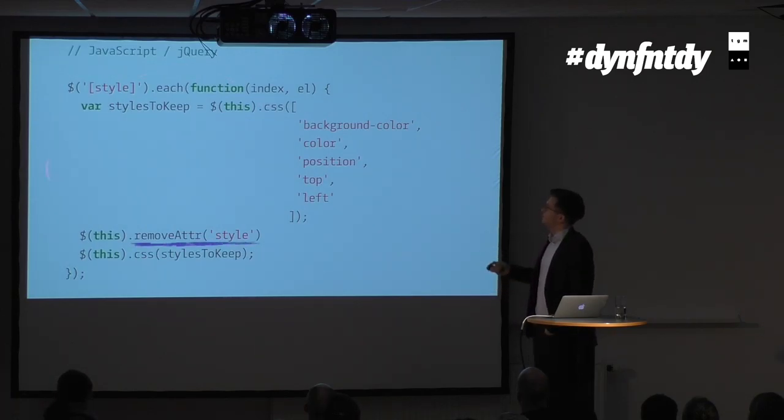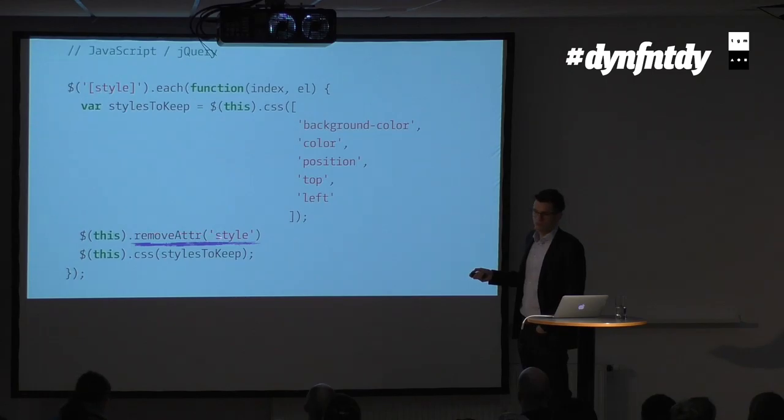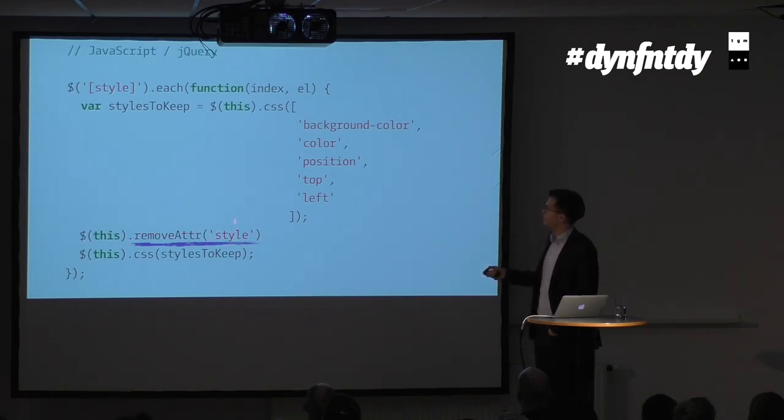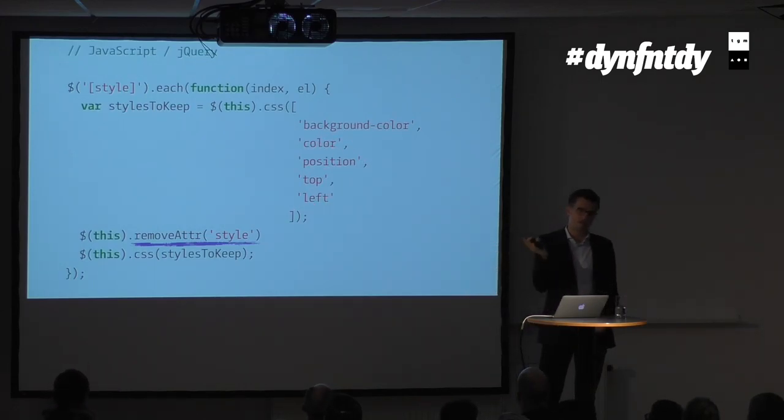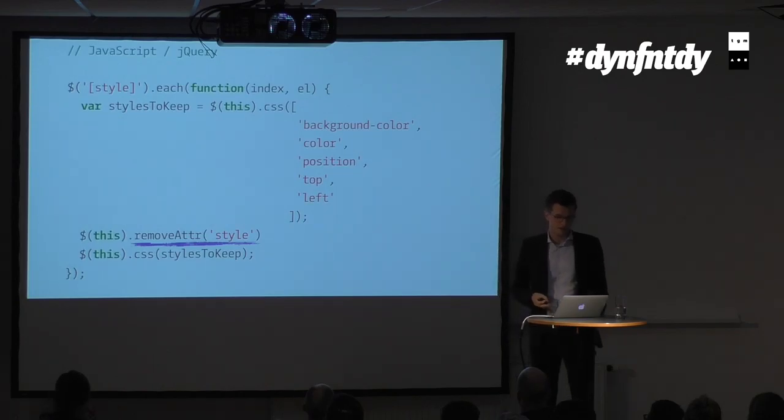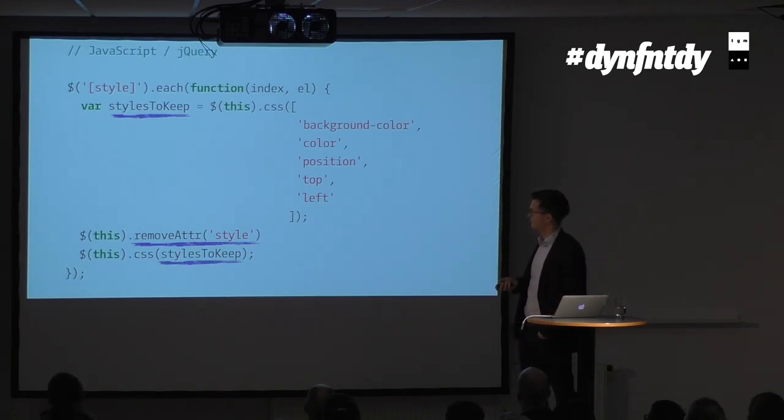I use a piece of JavaScript and I remove all the style attributes, but before that I keep a few of them and put them in a list, like the background color, the color, position, top, left. Maybe I want to keep all the rest of the styling I want to kick out. And this is really efficient, fast, and clean, and easy to maintain. So JavaScript instead of CSS and instead of regex to clean up other people's mess in HTML.